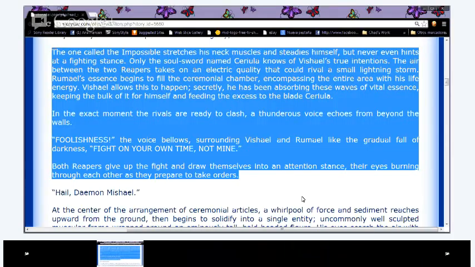In the exact moment the rivals are ready to clash, a thunderous voice echoes from beyond the walls. Holy name, the voice bellows, surrounding Vishal and Rommel like the gradual fall of darkness. Fight on your own time, not mine. Both reapers give up the fight and drop themselves into an attention stance, their eyes burning through each other as they prepare to take orders.